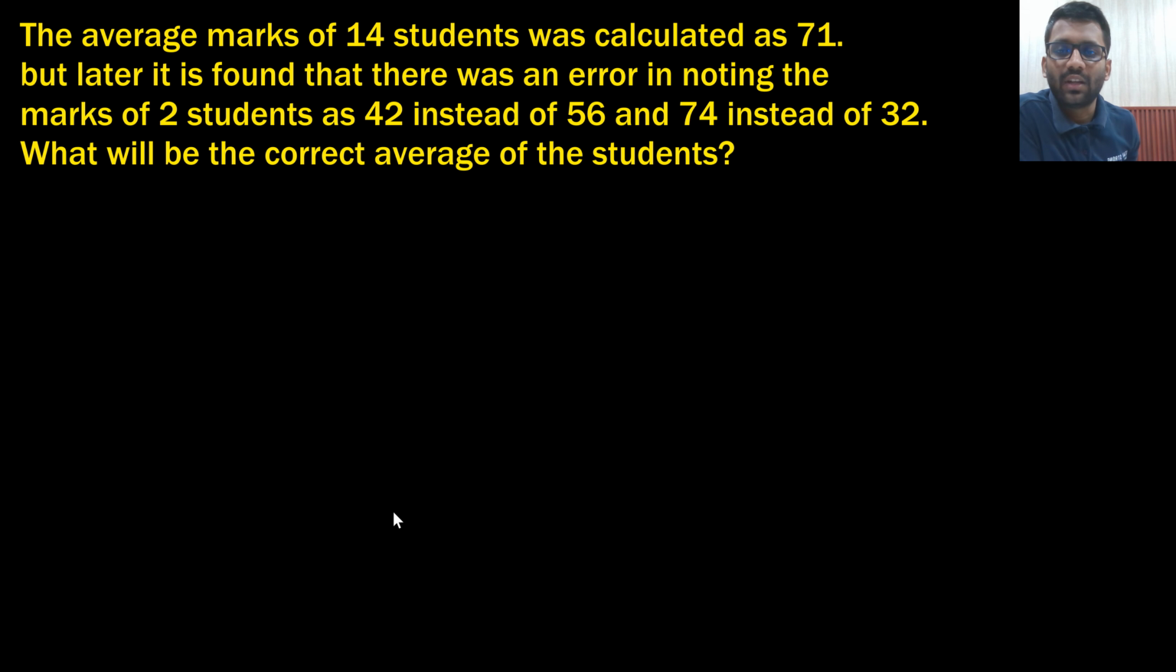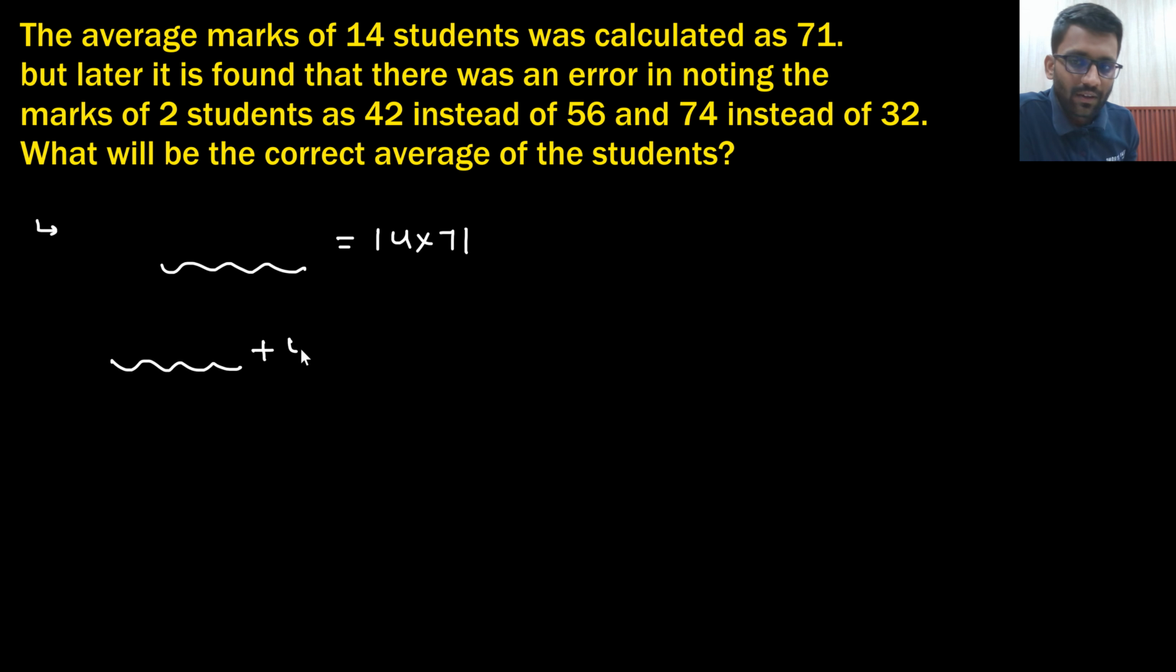The average of 14 students was calculated as 71. Average marks of 14 students. 14 students were there, so this much was the total marks scored by them. Then what happened? Later on it was found that there was an error in noting down the marks of 2 students as 42 instead of 56.